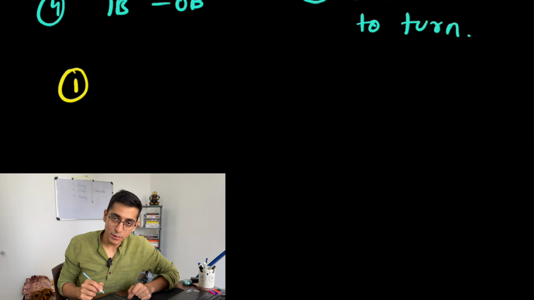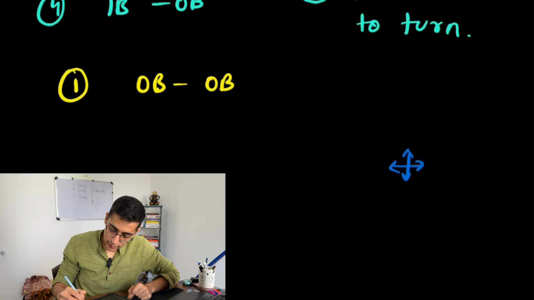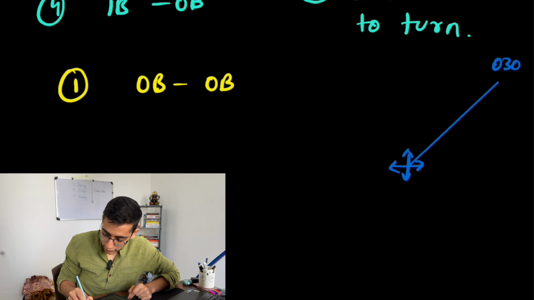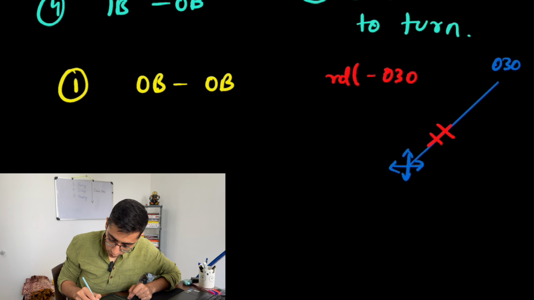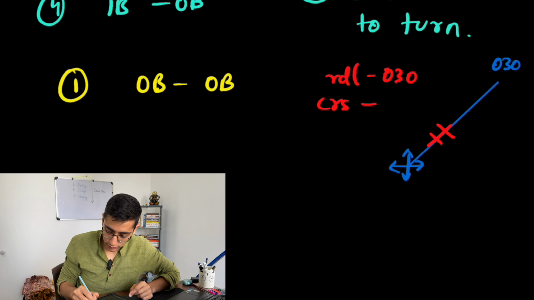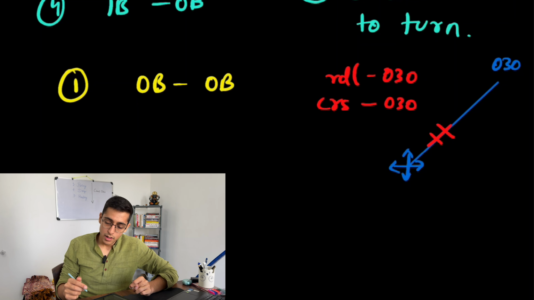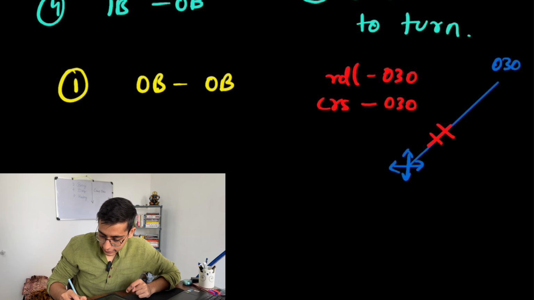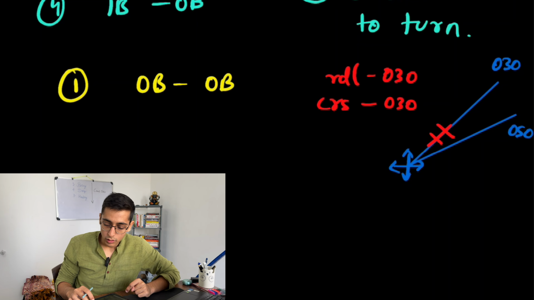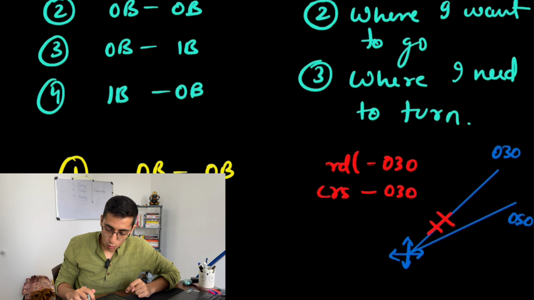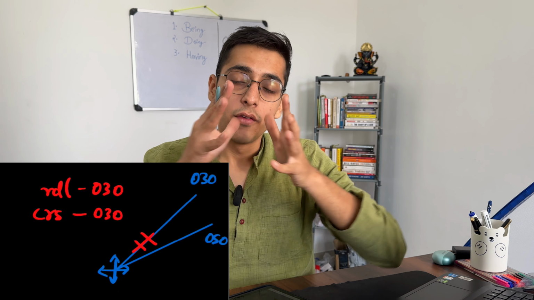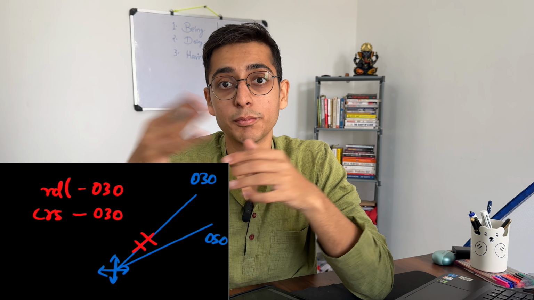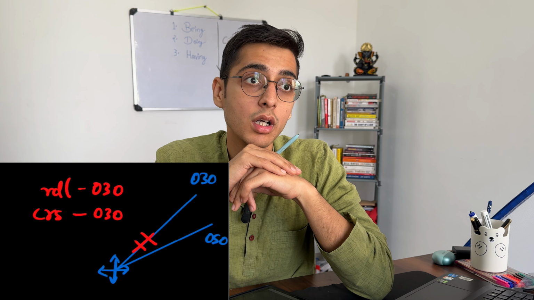Let's take the first example, which is outbound to outbound. If this is a radial of 030, and my aircraft is going outbound on radial 030, my course will be the same as the radial, which is 030. Now I want to go to radial 050. From these 3 things, we know where am I? I'm at radial 030. Where I want to go: 050. Now, where do I need to turn? I need to turn right. But how much do I turn?